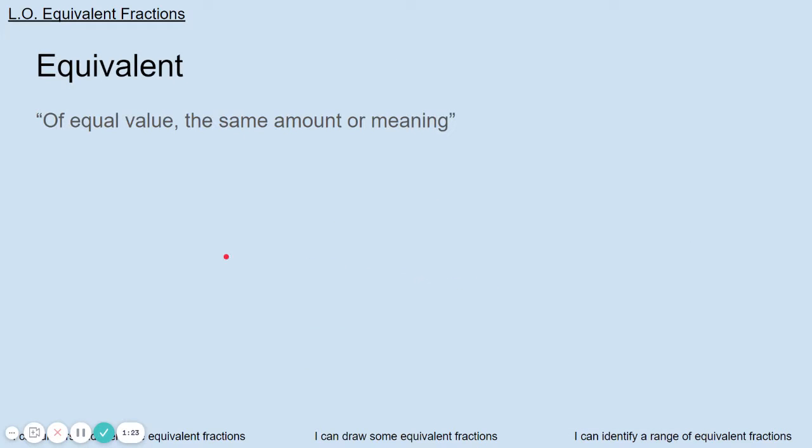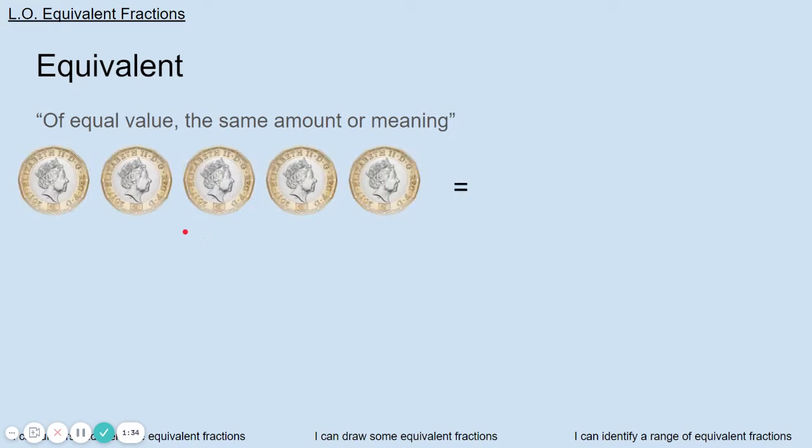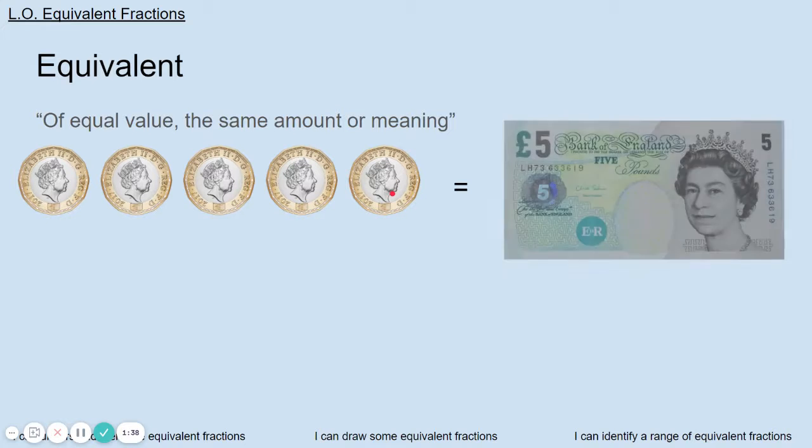So you all know about things that are equivalent. You might not use this word very often, but it's just things of equal value, the same amount or the same meaning as something. So here's one that you know. How much is there? 5 squids. And it's equivalent to a £5 note. Same thing. They're both equal value.